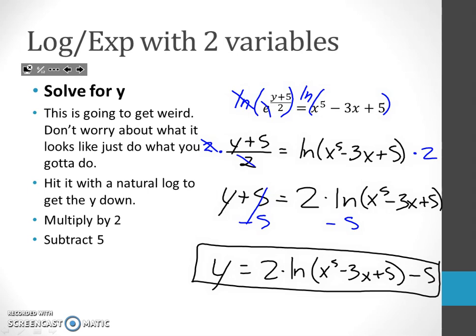Okay? You cannot subtract the 5 with this plus 5 down here because that plus 5 is in the logarithm. But, I'm not kidding you guys, that is your answer. Okay? Looks weird. I know it. But we got y by itself. That was our main goal. You're going to have a couple problems like this on your homework for you guys to practice. So hopefully when you get to your test, you're not going to be freaking out as bad.